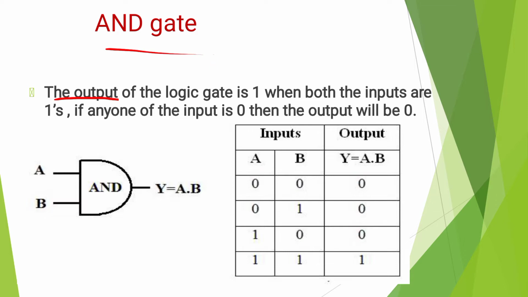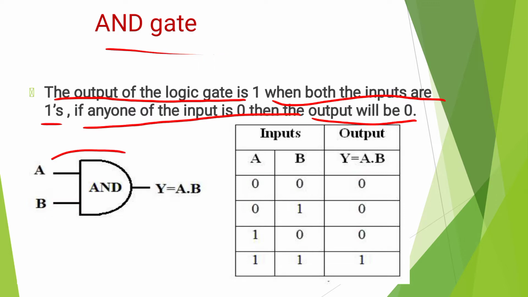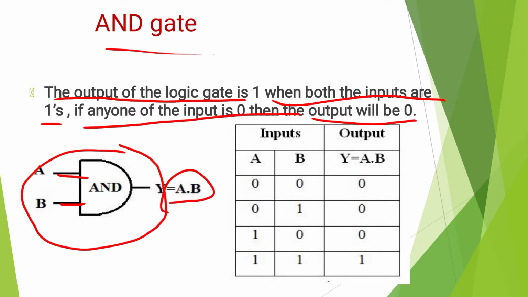The output of the logic gate is 1 when both inputs are ones. If any one of the inputs is 0, then the output will be 0. It is the input output relationship for the AND gate. This is the symbolic representation of the AND gate, and AND gate always has two inputs. Let's say one input is A and another input is B. It performs the AND operation. Let's see the logical AND operation.